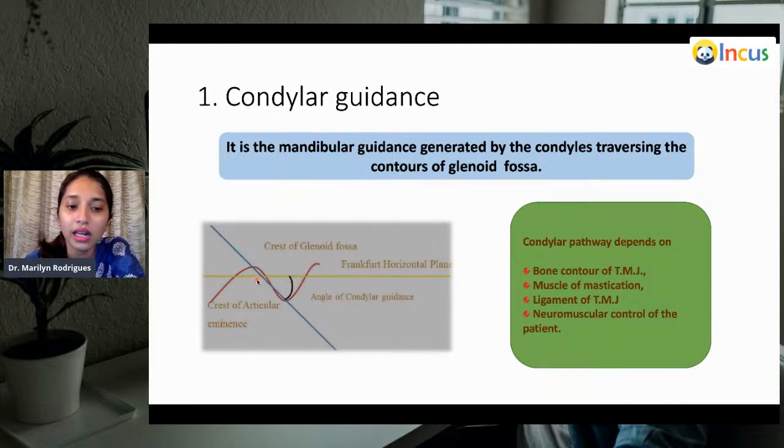So that is your condylar guidance, basically. And how do you get your condylar guidance angle? By drawing a line against the articular eminence, and this line against the horizontal plane, or your Frankfurt's plane, gives you your condylar angle. This black line, if you can see, is your angle of condylar guidance. Okay, that's how you calculate it. Now your condylar path depends on four basic things: the bone contour of the TMJ, muscles of mastication, ligaments of the TMJ, and neuromuscular control of the patient. These four things dictate your condylar pathway and how your condyle is going to travel along your glenoid fossa.